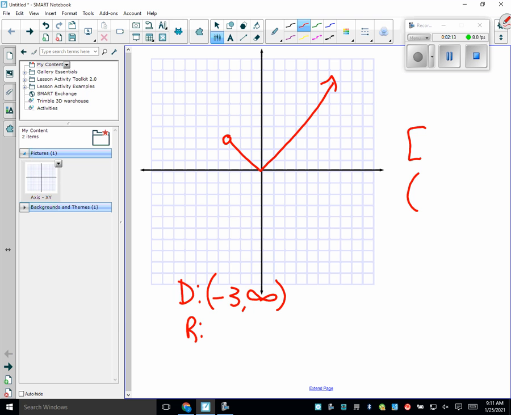Range. What is the smallest y? 0. Is 0 included? Yes. So it gets a bracket. Then infinity. So if it was going down, would it be negative infinity? Yes, but remember smallest comes first. And we'll do one of those.